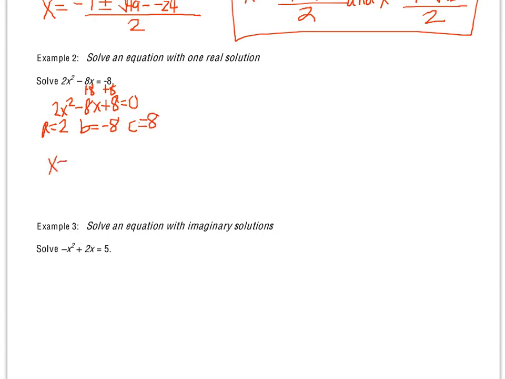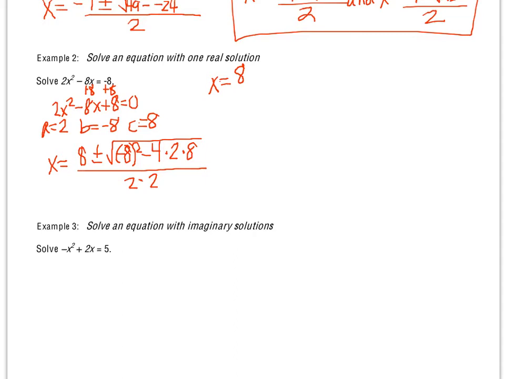So it's x equals the opposite of b, so that becomes positive 8, plus or minus the square root of b squared, so negative 8 squared, minus 4 times a is 2 times c is 8, all over 2 times a, so 2 times 2. So simplifying, as I said before, you simplify under the radical first all the time.